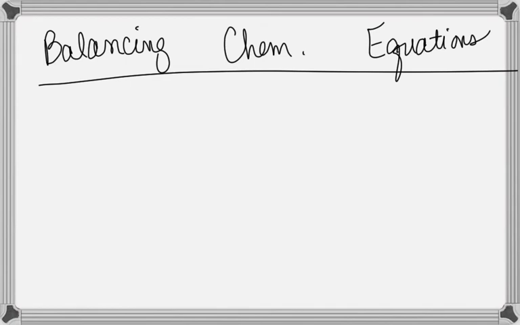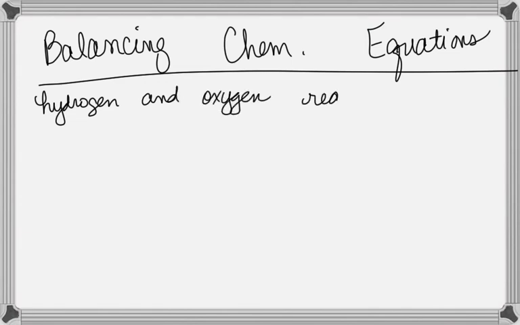I'm going to say that, let's make it more difficult. What if I told y'all that hydrogen and oxygen react to make water? If I wrote that sentence, hydrogen and oxygen react to make water, could y'all take those words and write chemical formulas and symbols with it?